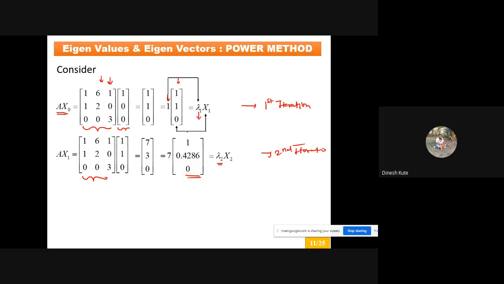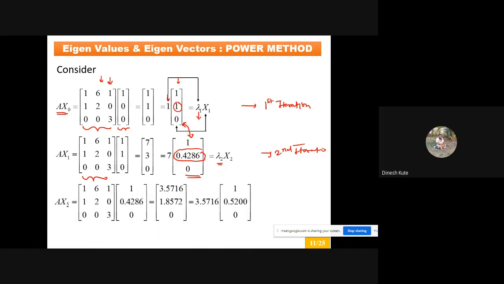But still, if you check these two eigenvectors, what do you always have to do? Just check the last two previous eigenvectors. So x1 is 1 1 0, x2 is 1, 0.4286, 0. There is a large gap between this number and this number. So we can't stop our iteration here. So again, you have to go for one more iteration.